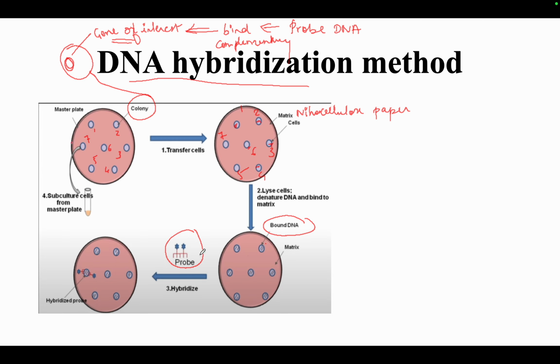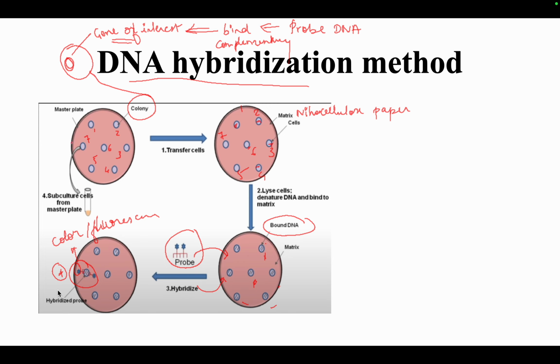This bound DNA can be directly probed. The probes can be directly added onto these different colonies here, and then we just wait for them to get hybridized. We can hybridize them at room temperature or at a specific temperature. As you can see, the seventh colony is hybridized; the probe was showing some color or fluorescence. So we identified that the gene of our interest is in the seventh clone.